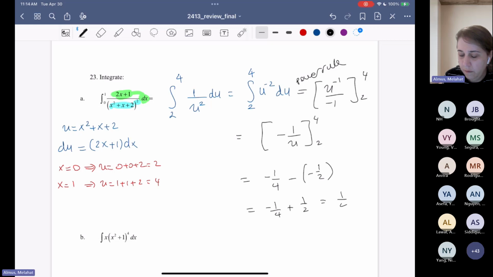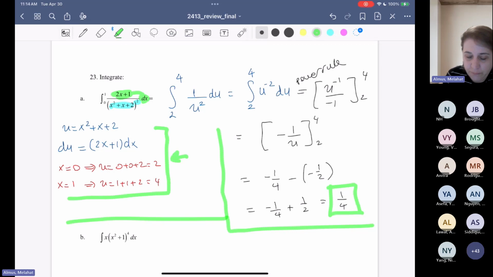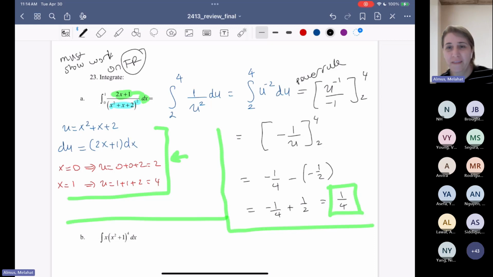And final answer. Done. If it is free response, you must show the work. But if it is multiple choice, you have to do it with work. Do it on scratch paper. You cannot do it without the work needed, but be careful about showing work properly for free responses.